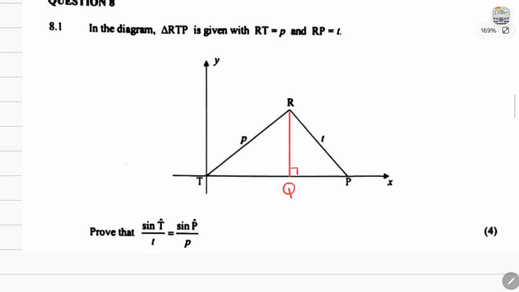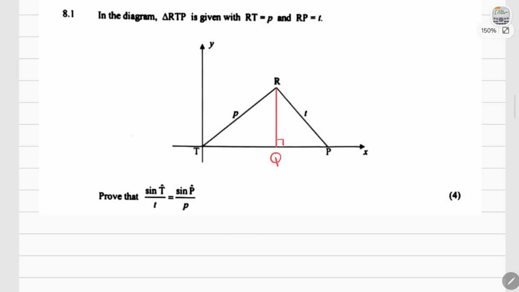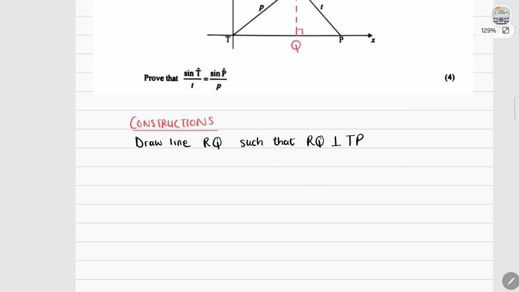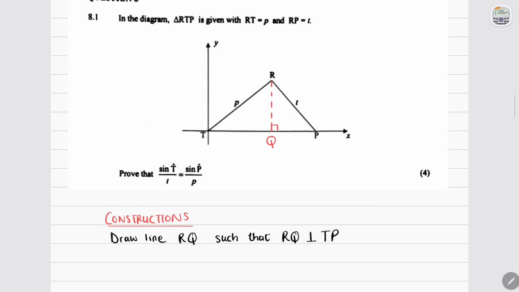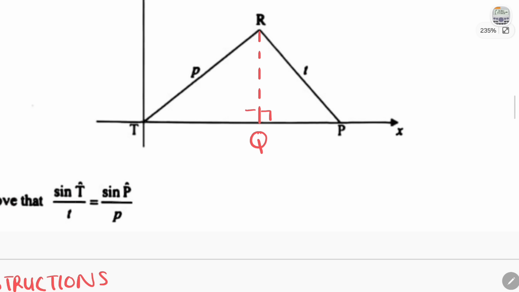So that's the first thing we do. We draw this and we're going to write down any constructions we have made. Okay, so here it is. I'm drawing this line RQ such that RQ is perpendicular to TP. So this is what we have. Of course, this is also 90 degrees.